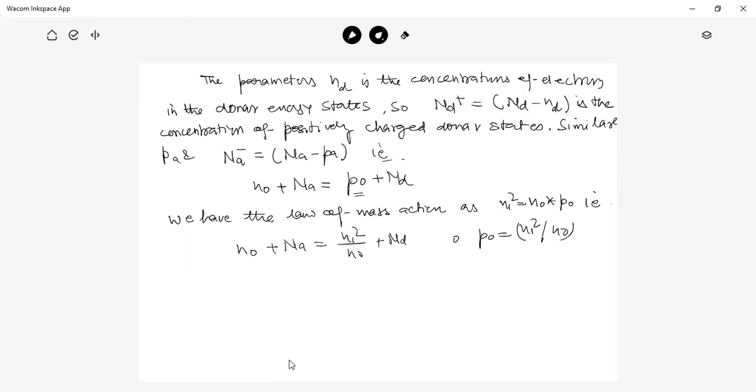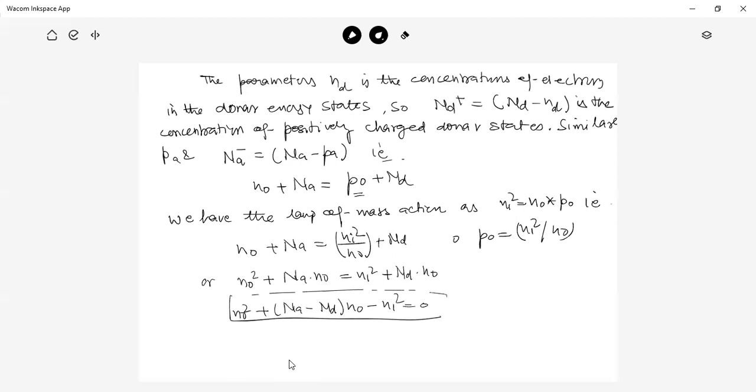So putting the value of p0 as ni squared upon n0 and solving this equation, we get n0 squared plus (N_A minus N_D) n0 minus ni squared is equal to 0. So this is a quadratic equation in n0.